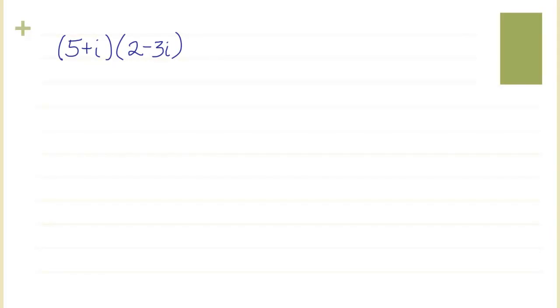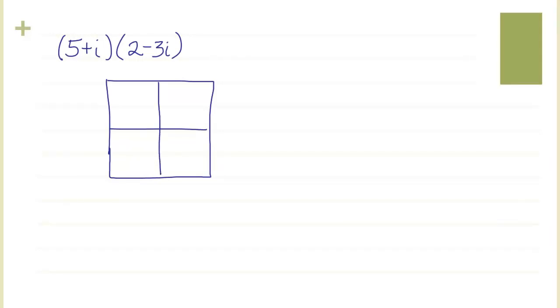Okay, now we've got two complex numbers. So, well, if these were both just binomials with x's, how would I do that? I would do that using the box. If you like FOIL, works just the same, but I'm going to use the box. So I've got 5 plus i one way and 2 minus 3i the other way. 5 times 2 is 10. 2 times i is positive 2i. 5 times negative 3i is negative 15i. And i times negative 3i is negative 3i squared.